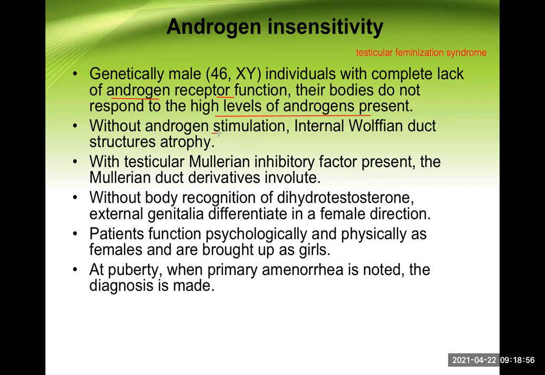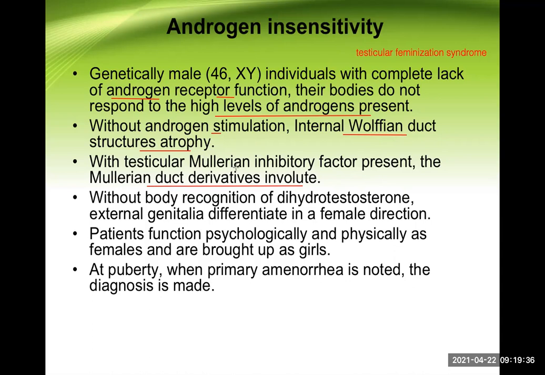Without androgen stimulation, internal Wolffian duct structures atrophy. The Wolffian duct is also known as the mesonephric duct. Remember, this mesonephric duct gives rise to some of the internal genital structures of the male, like vas deferens, epididymis, and seminal vesicle. All of these are developed from the Wolffian or mesonephric duct. So they will atrophy because of no stimulation. With testicular Mullerian inhibitory factor present, the Mullerian duct derivatives involute as well.